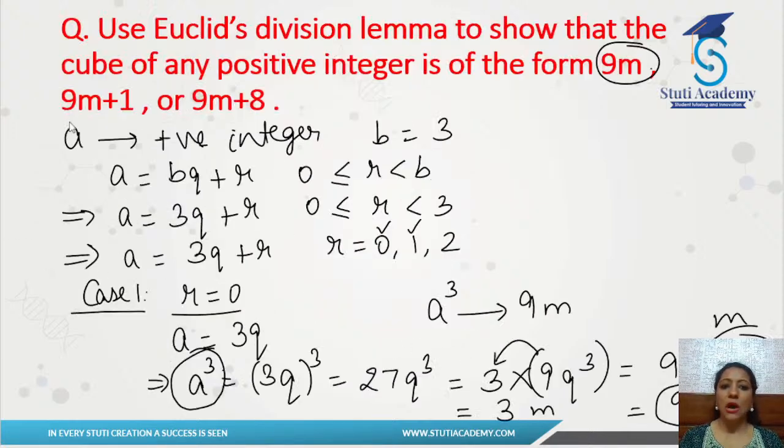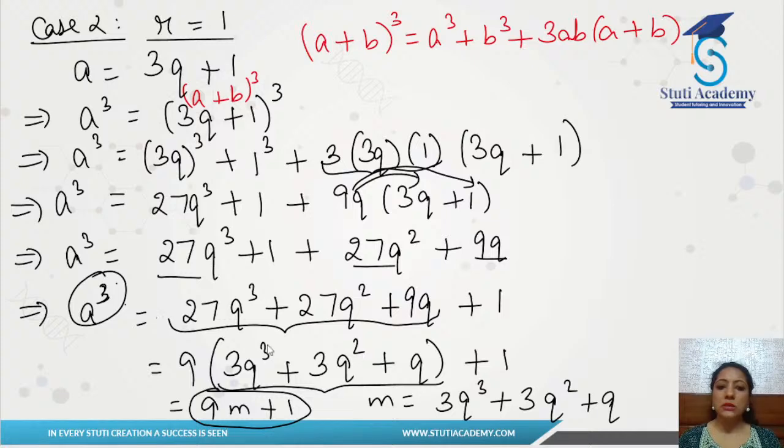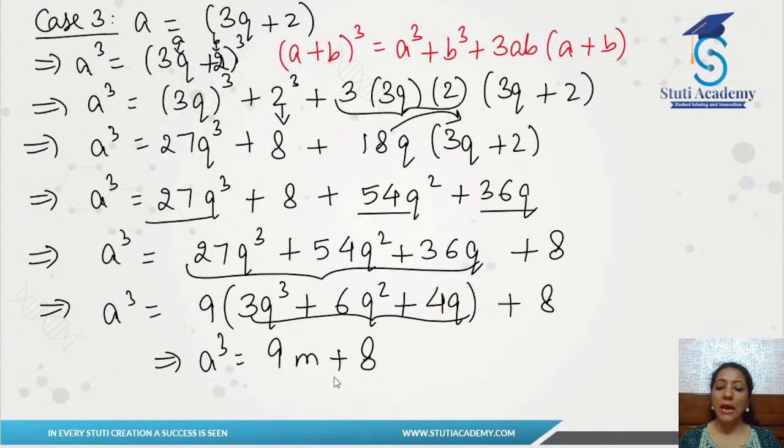So finally, now we have proved that the cube of any integer can be expressed as 9m or 9m plus 1 or 9m plus 8. So we got 9m when r is equal to 0. We got 9m plus 1 when r is 1. And we got 9m plus 8 when r is 2. Okay, so we are done with this question.